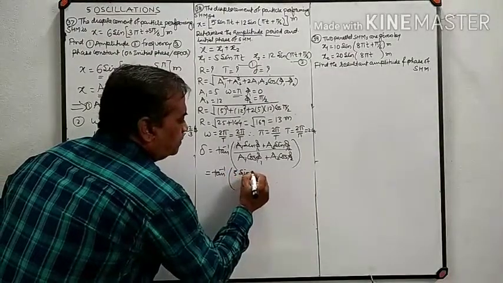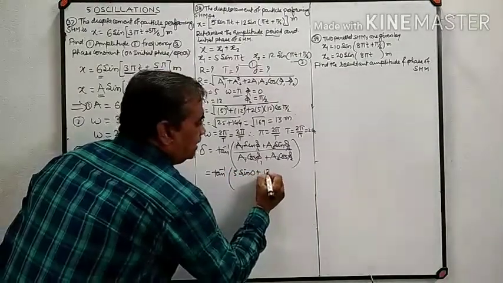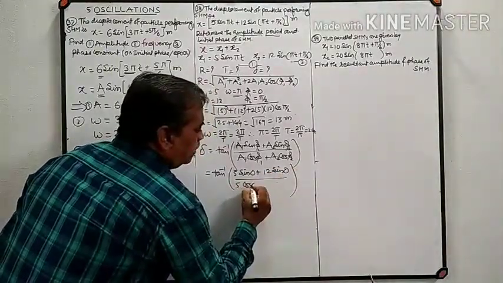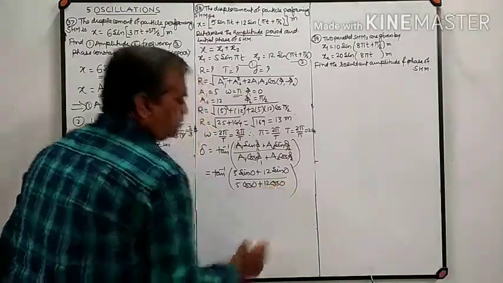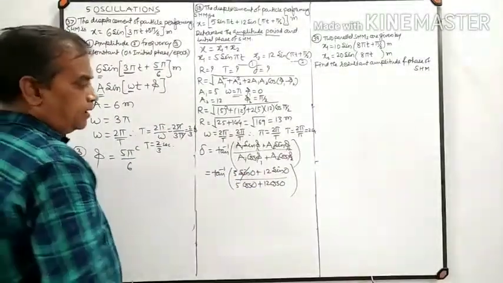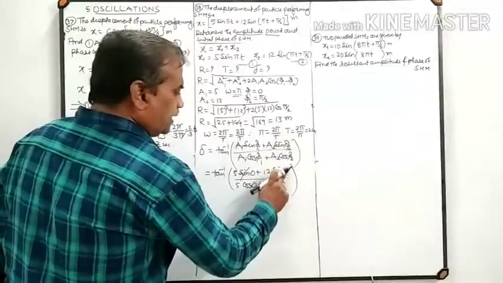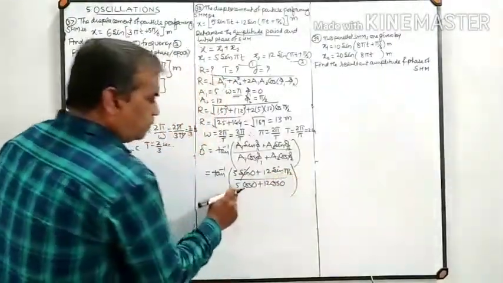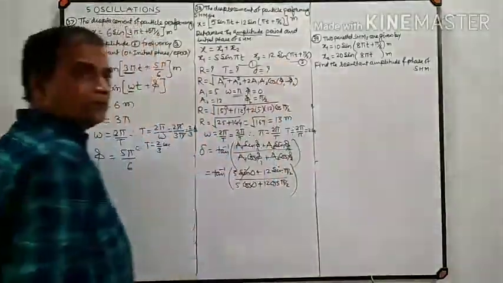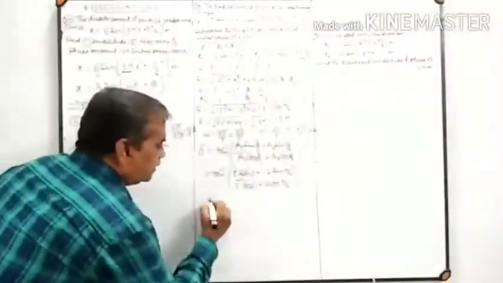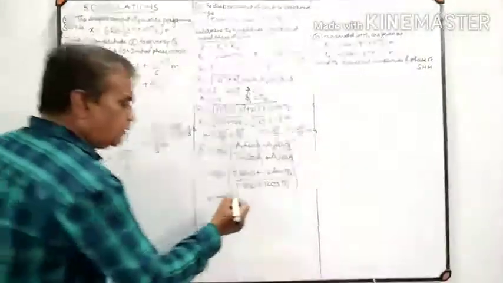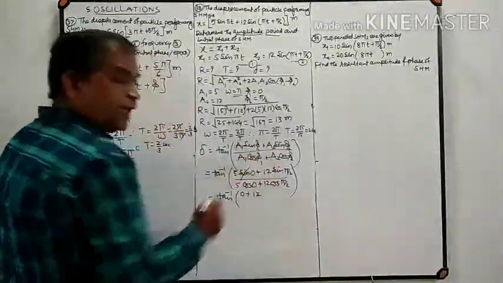5 into sine of 0 plus A2, that means 12 into sine of 0 upon 5 into cos of 0 plus 12 into cos of 0. Now sine 0 is 0. Here it is 5 into sine of 0 plus 12 into sine of pi by 2, upon 5 into cos of 0 plus 12 into cos of pi by 2, because that second displacement has a phase angle of pi by 2. So this is equal to tan inverse of, now 5 into sine 0, sine 0 is 0, so this is 0 plus 12 into sine 90, which is 1.